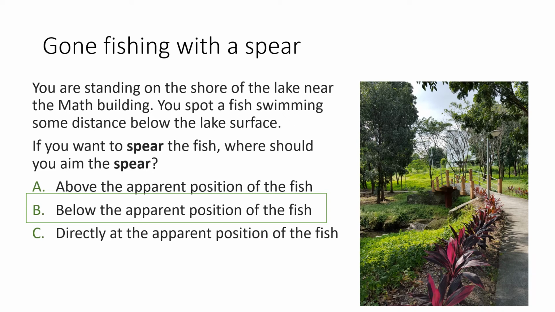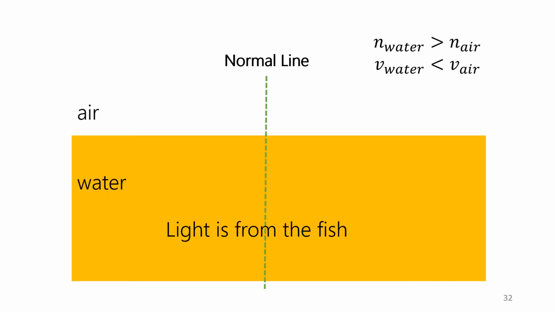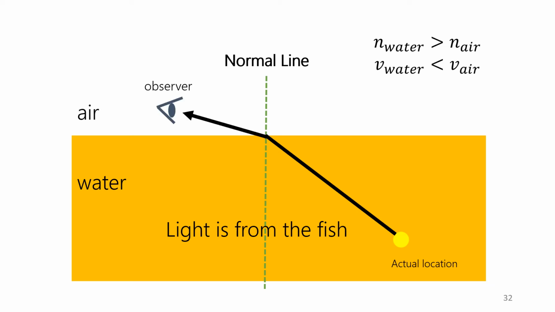The question is, how did we arrive at this answer? This diagram shows why we aim lower. The observer will see the fish in its apparent position, but its location is actually different because of refraction. I'll go through the specifics in the next slide. Light coming from the fish will travel from water to air. So let's place the fish here. The incident ray travels through water, and the refracted ray travels through air. The refracted ray should end up at the observer's eye.